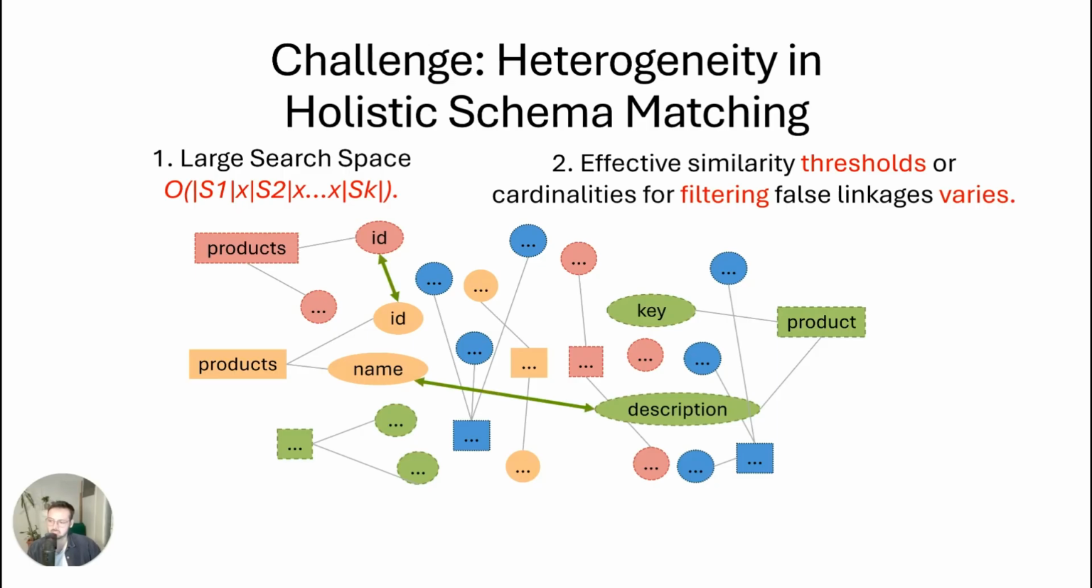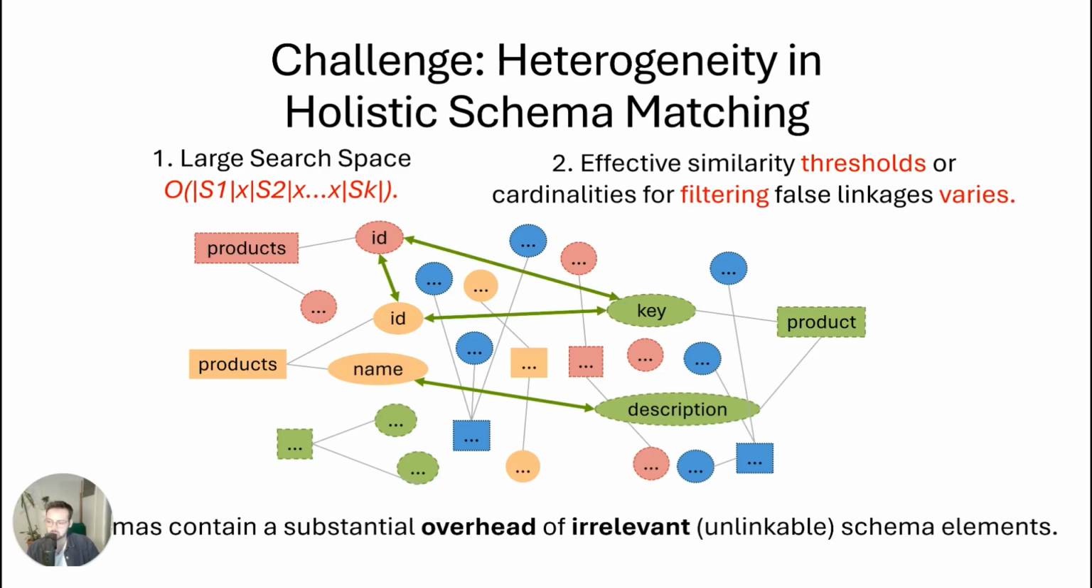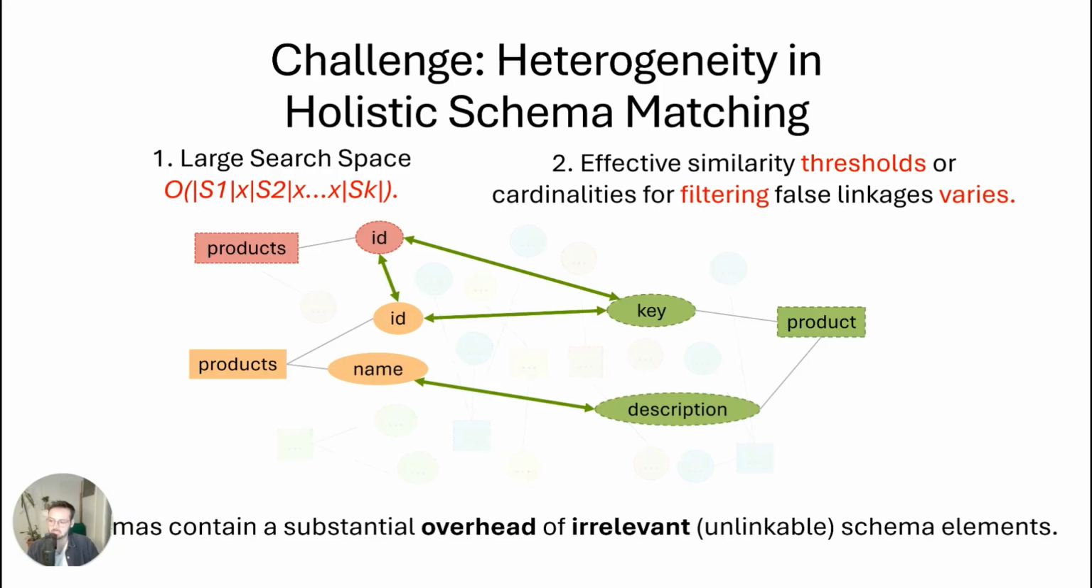Even with matching methods, the global parameters for filtering false linkages are not only unknown ahead of time, but they vary from schema to schema. Notice how the matching complexity reduces when we remove all the unlinkable schema elements.